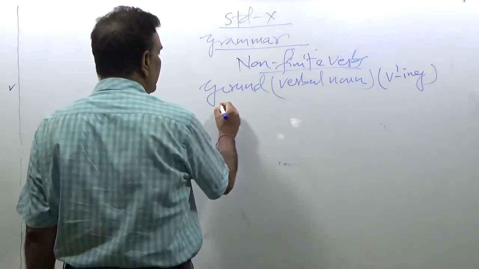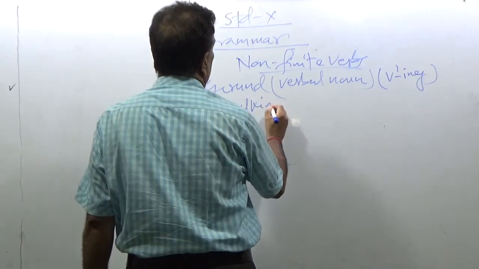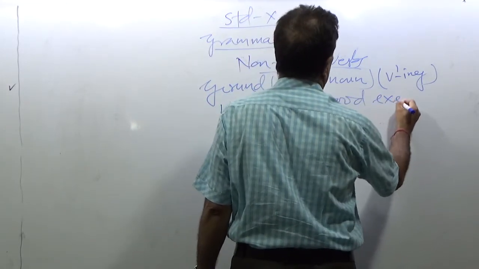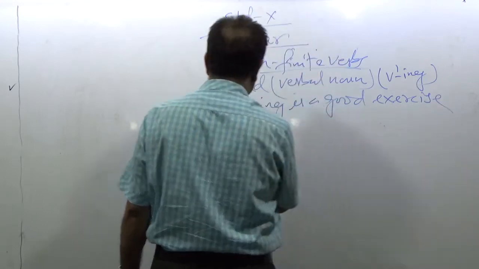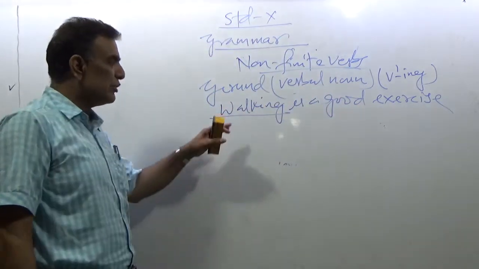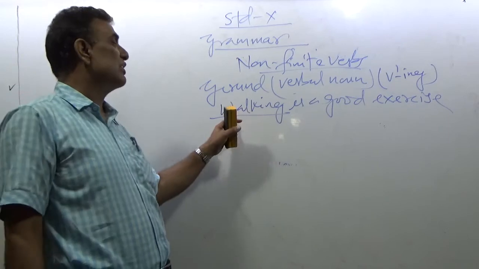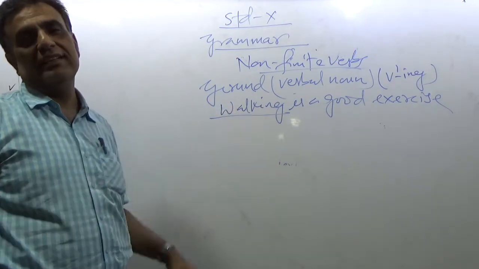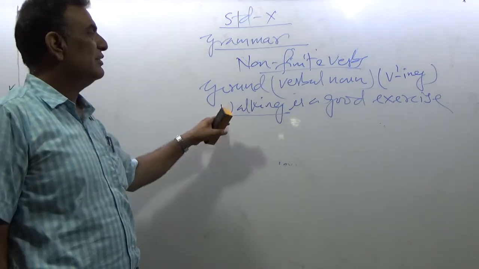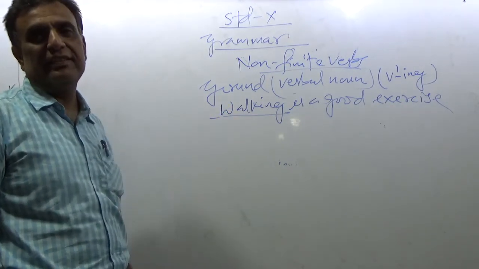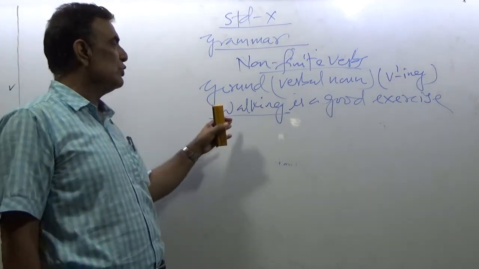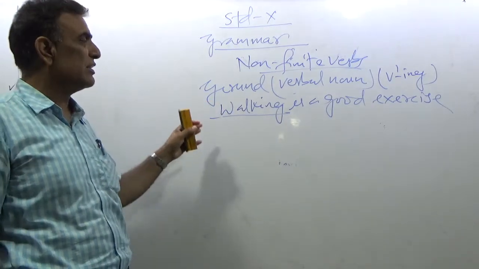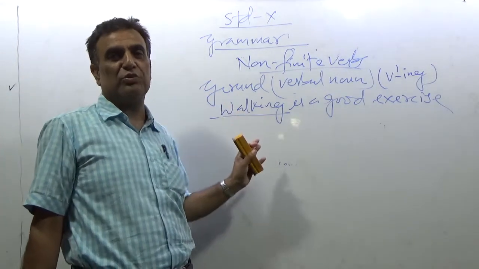You can see here. Here you see walking. This appears to be a verb, but it functions as a noun. So walking here is used as a gerund. It is a gerund because it is used as a noun. Though it appears to be a verb, the function of this word is as a noun.